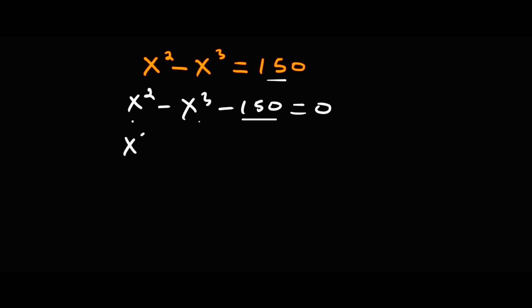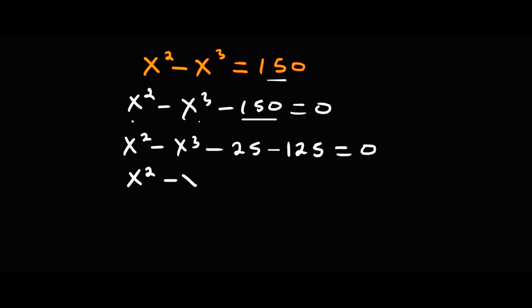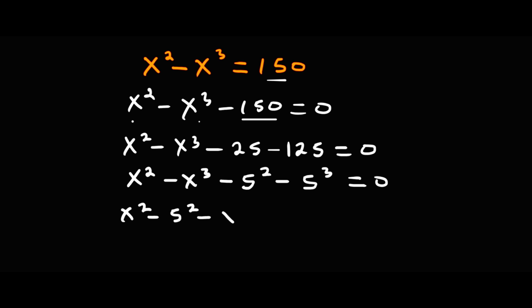So what we're going to do, we're going to have x squared minus x cubed. Then we can rewrite minus 150 as minus 25 minus 125 is equal to 0. So that we can write x squared minus x cubed minus 25 as 5 squared, and 125 as 5 cubed is equal to 0. The next thing is to collect the like terms in terms of the powers. So we're going to have x squared minus 5 squared minus x cubed minus 5 cubed is equal to 0.